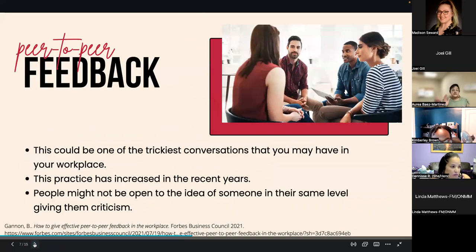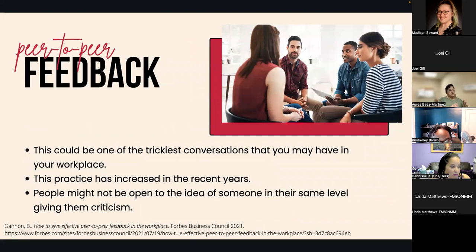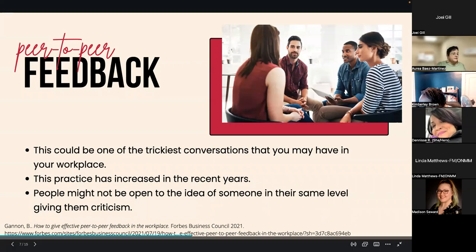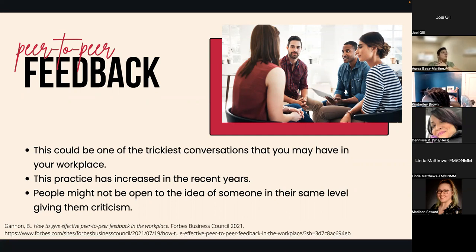So let's talk a little bit about peer-to-peer feedback. This is when you're talking with your colleague and you're trying to give them some feedback about certain projects, certain tasks. This is one of the trickiest conversations that you may have in your workplace. The practice has increased in recent years, especially after COVID, where we have been mostly working from home remotely. We communicate via Zoom, video chat, emails and all that stuff. It's become more important. And people might not be open to the idea of someone at the same level giving them criticism, but let me be honest, sometimes it's needed.